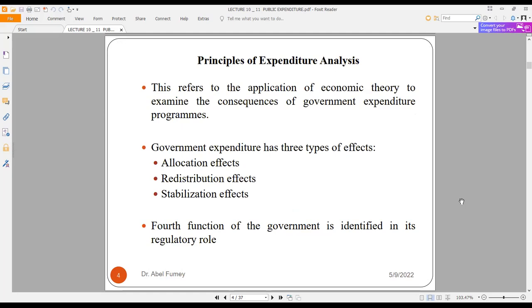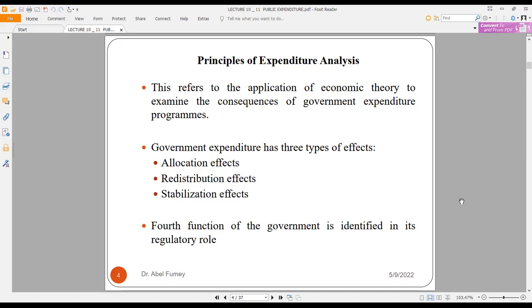All right, now let's look at the principles of expenditure analysis. When we talk about principles of expenditure analysis, we are just looking at how we use economic theory to examine the consequences, the effects of government expenditure. So the government is spending on infrastructure, health, education, agriculture. What are the effects? What are the consequences of these spendings? So that is what the principles of expenditure analysis is about.